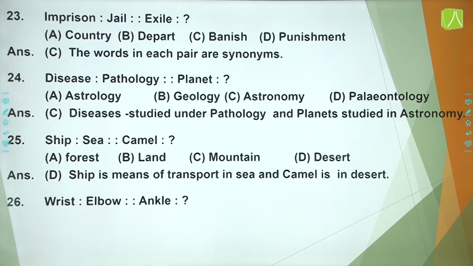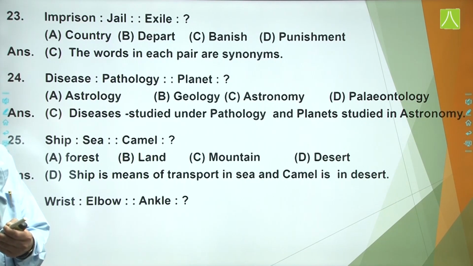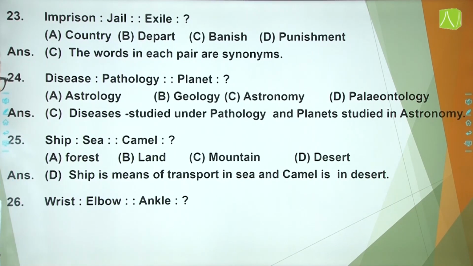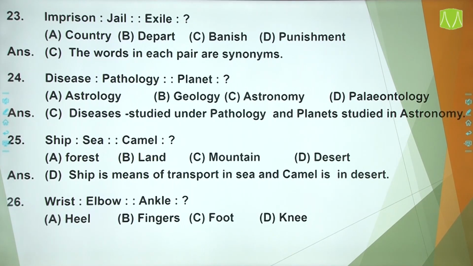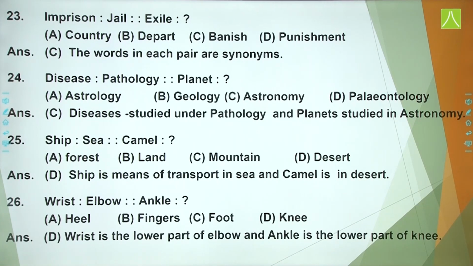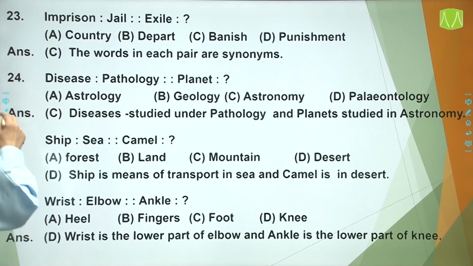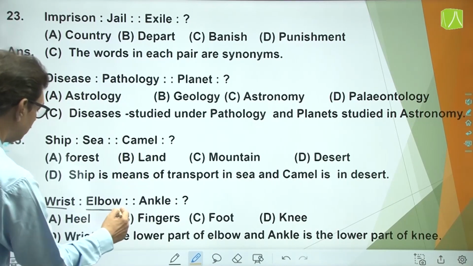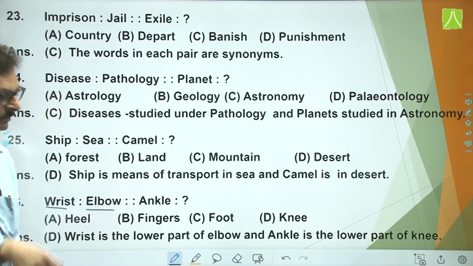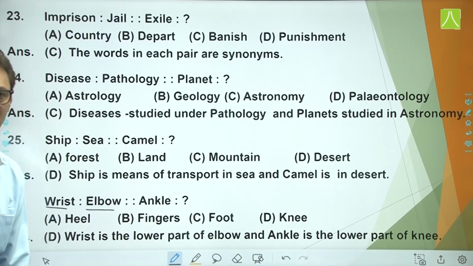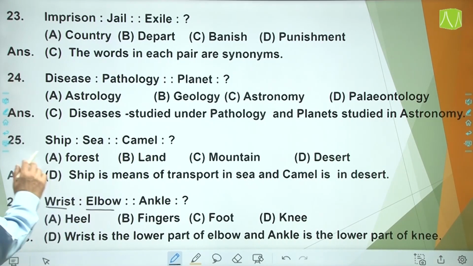Next, wrist is to elbow, ankle is to what? Wrist is to elbow, ankle is to what? What is the relationship? Heel, fingers, foot or knee. Wrist is the lowest part of the elbow, and ankle is the lowest part of the knee. So the correct answer will be option number D, that is knee. Why? Wrist is the lowest part of the elbow. This is your elbow, this is your lowest part. Similarly, ankle is the bottom most part of the leg, below the knee. The lowest part of the knee is ankle.